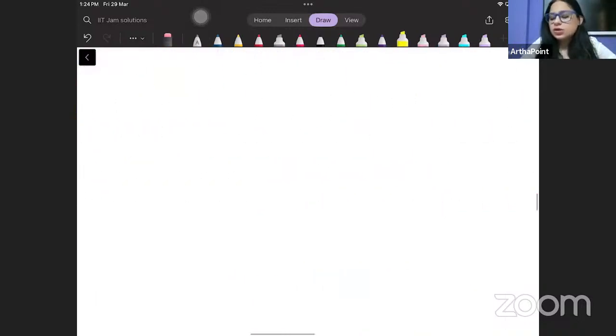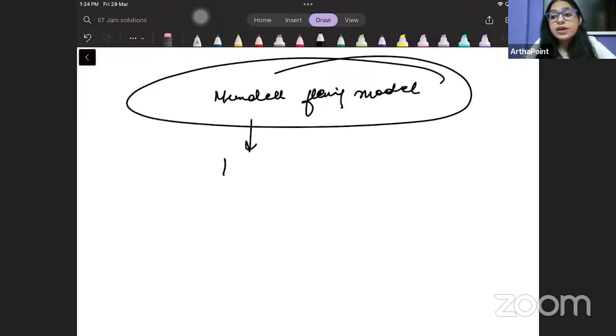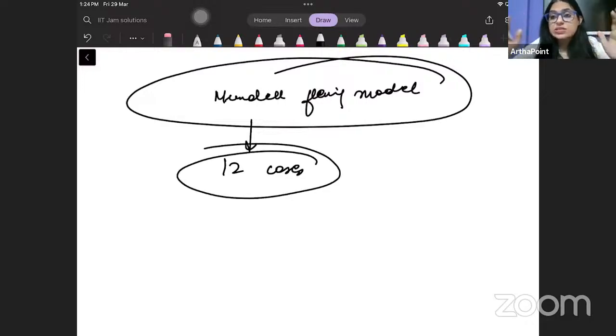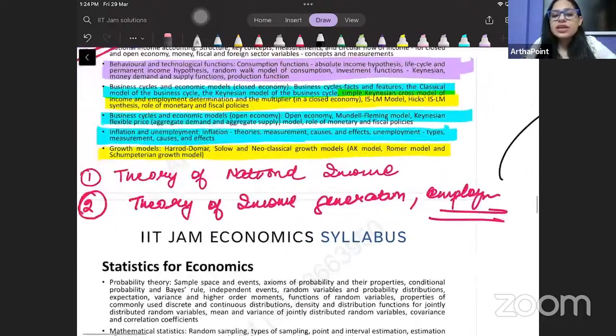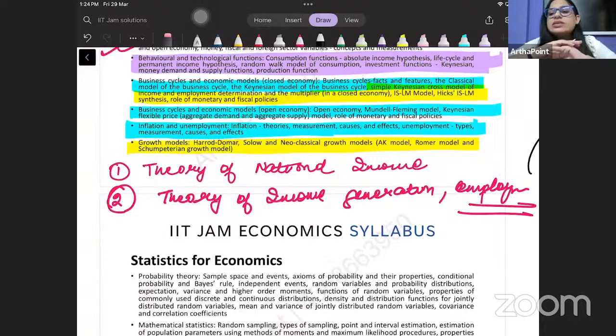But every year, there is a question on the Mundell-Fleming model. Within the Mundell-Fleming model, we will be covering 12 cases. This is the most extensive form of the Mundell-Fleming model. We will cover 12 cases in the live lectures, whereby we will take all possibilities. We will talk about what happens with perfect capital mobility and a flexible exchange rate, perfect capital mobility and a fixed exchange rate, and so on. Okay? So we will take the topic of open economy in depth and breadth, covering all possible cases under the Mundell-Fleming model.